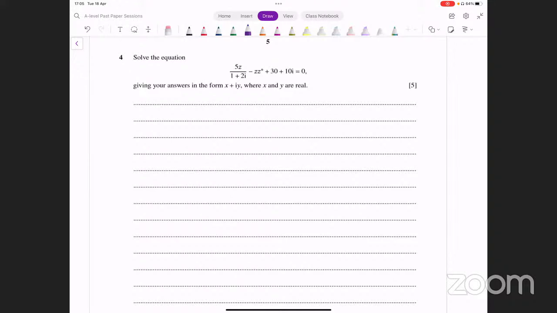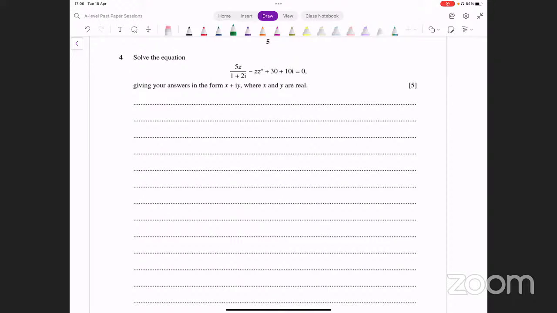Now this is complex numbers. We have to give an answer in the form x plus iota y. Now, there's one thing that you need to keep in mind. Whenever you have one equation and you have both z and z conjugate in that, there's no way to solve it directly.